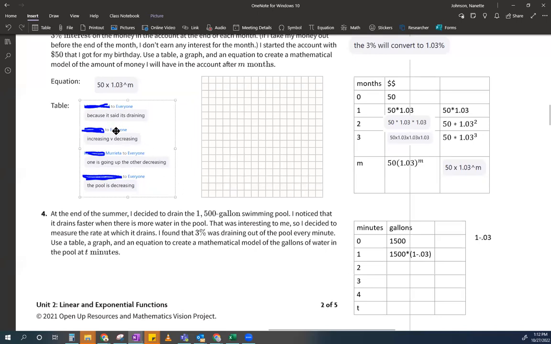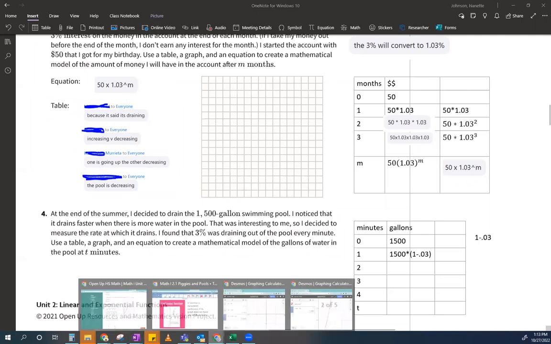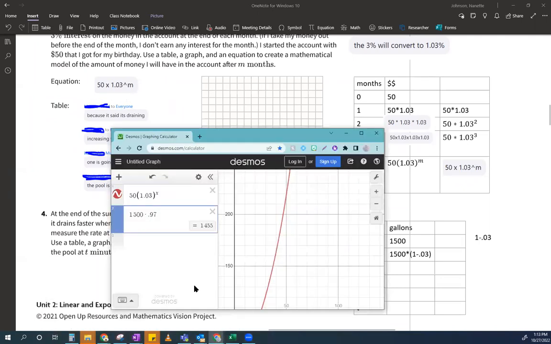Okay, so someone said, hey Miss Johnson, why did you add here? Why did we subtract here? Someone said we subtracted down here because it's draining. This person said it's increasing versus decreasing. So you want me to add when it's increasing and subtract when it's decreasing? Yes. One is going up while the other is decreasing. The pool is decreasing. So then you walk out and you see 1,455 gallons.